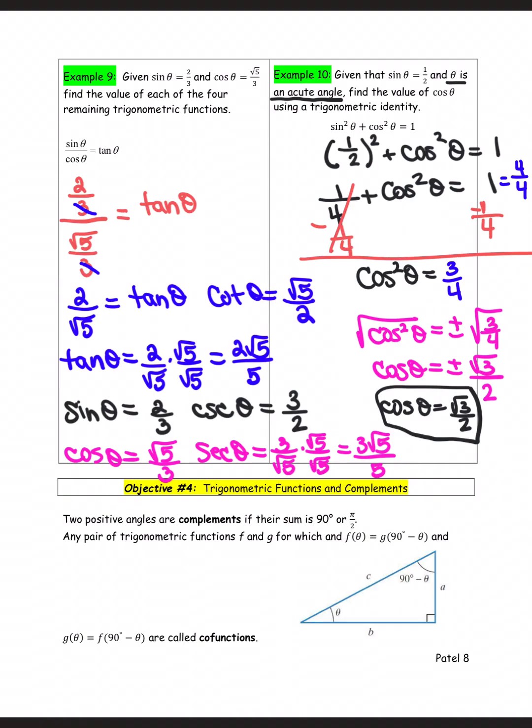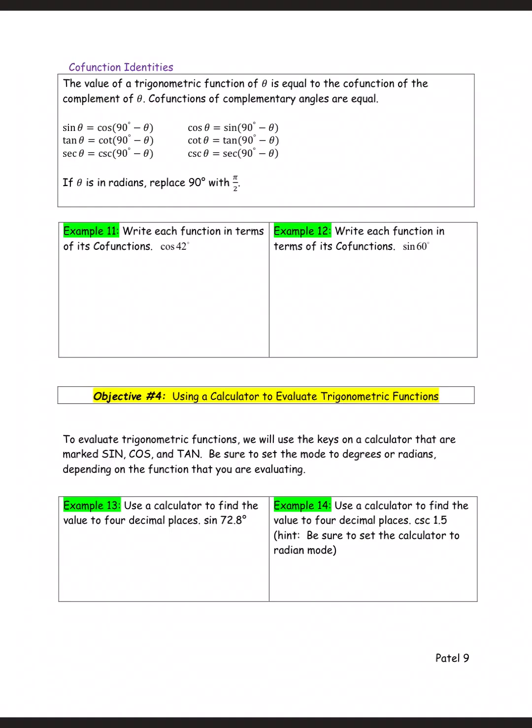Trig functions and complements. Two positive angles are complements if their sum is 90 degrees or pi/2. Any pair of trig functions f and g for which f of theta is equal to g of 90 degrees minus theta, and g of theta equals f of 90 degrees minus theta, are called cofunctions of each other. So notice that if this is 90 degrees, and if we let this angle be theta, then the other angle would be 90 minus theta. So the value of a trig function of theta is equal to the cofunction of the complement of theta. So cofunctions of complementary angles are equal.